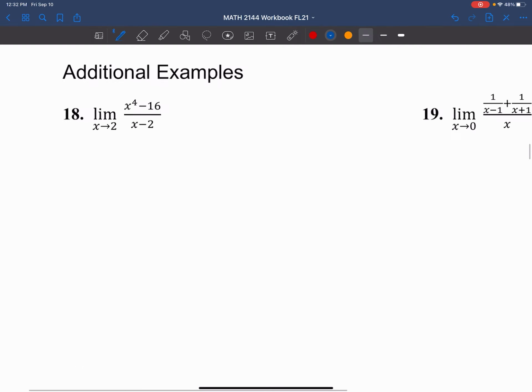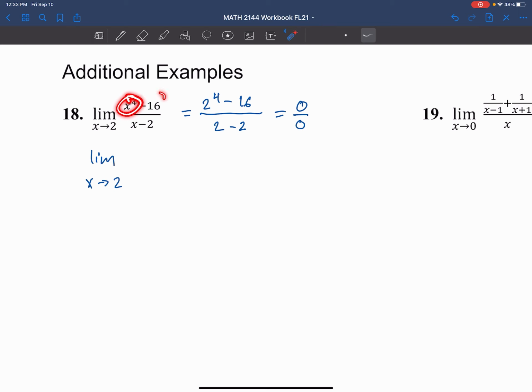I'm not going to do the full problem. I'm happy to do the full problem on a flex day, but I just want to expose you to some things that you'll encounter in your homework. So again, the first thing you'll do here is x to the fourth minus 16 over x minus 2. Try plugging in 2. So this is 0 over 0. So you may try to factor and cancel, and you get, what do we have here?